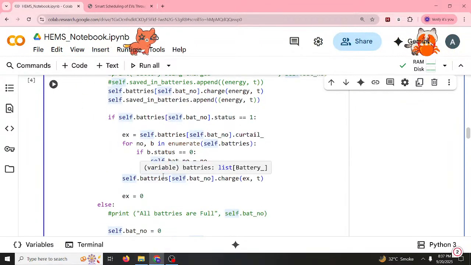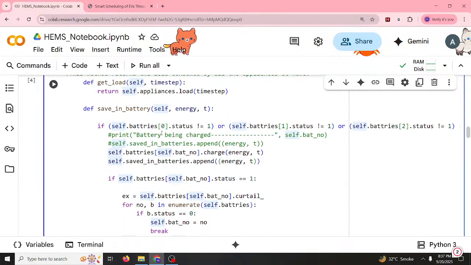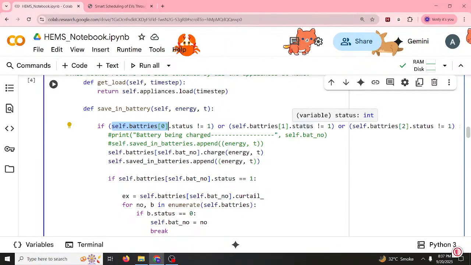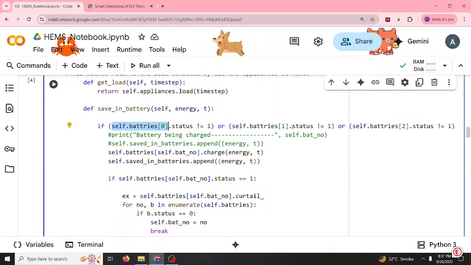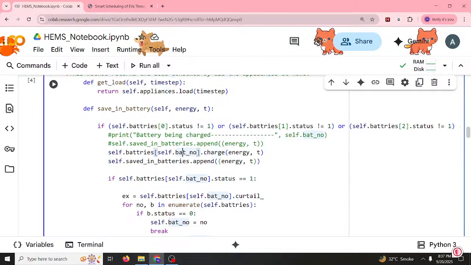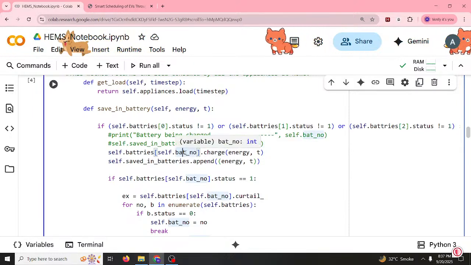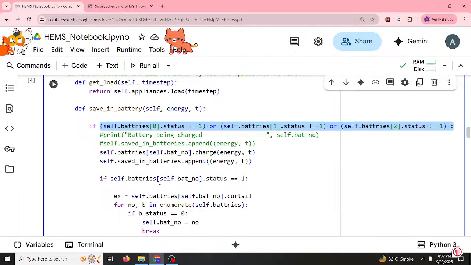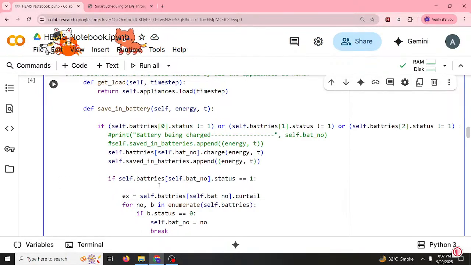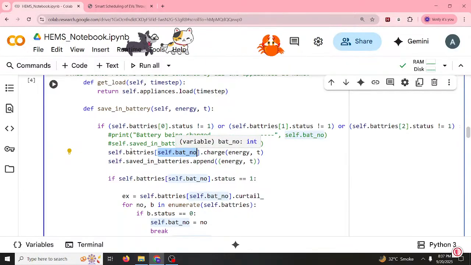Here we are just charging the batteries one by one, where I say that if from the set of batteries any battery is not fully charged, then select that battery and just charge that battery. I am using the OR condition, so that if any of the batteries still has to be charged, I will select that battery. That battery number will start from zero, because initially it was zero. So I will charge that battery.